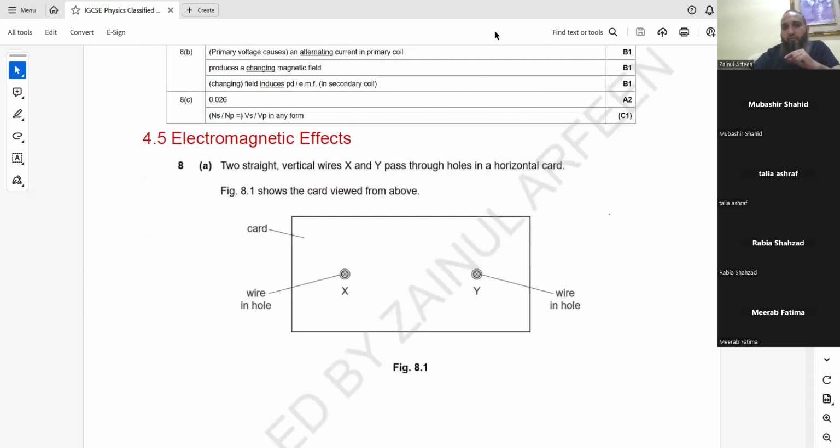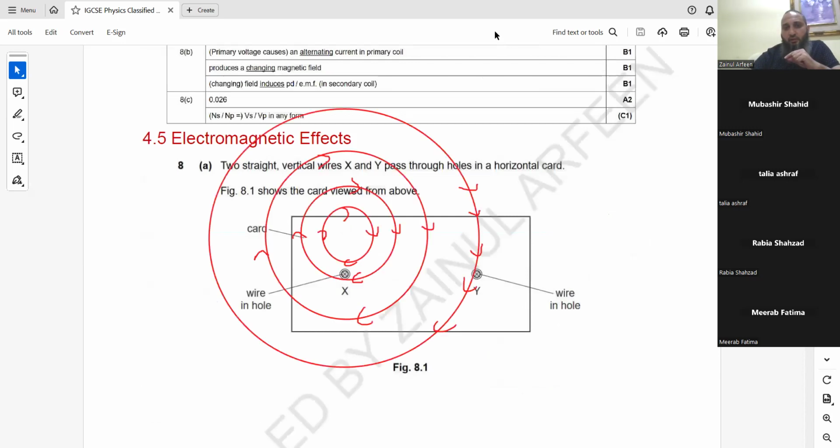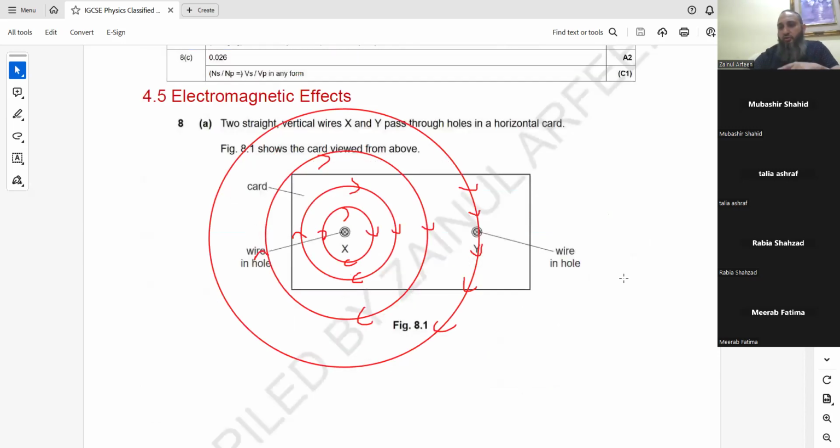The next part is the force. Which direction will it experience a force? For a force, you have to use the left hand rule. Now you have to apply the left hand rule on y. Your index finger points in the direction of the magnetic field. What is the direction of the magnetic field? Downward. So your index finger should point downward.